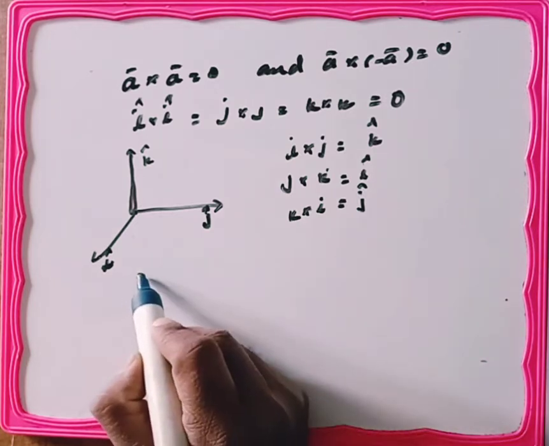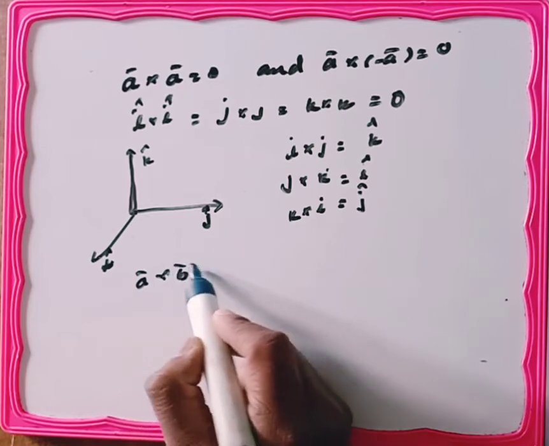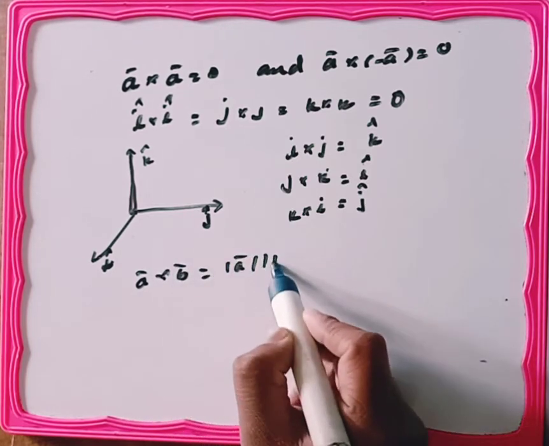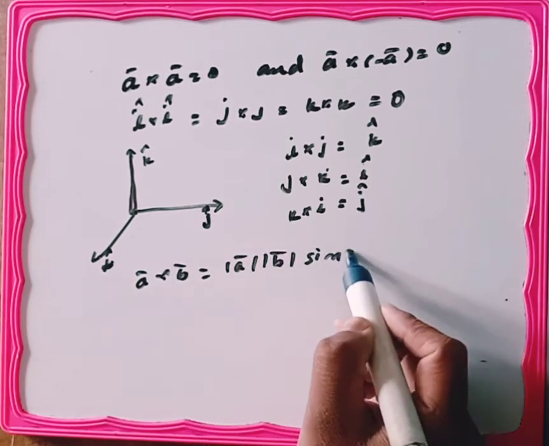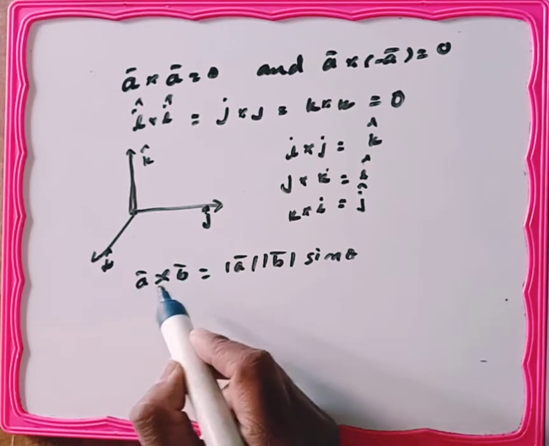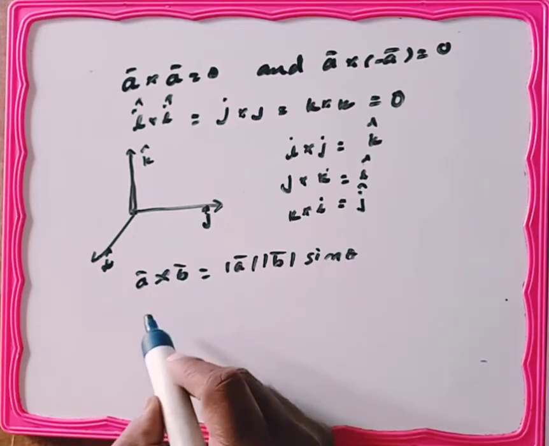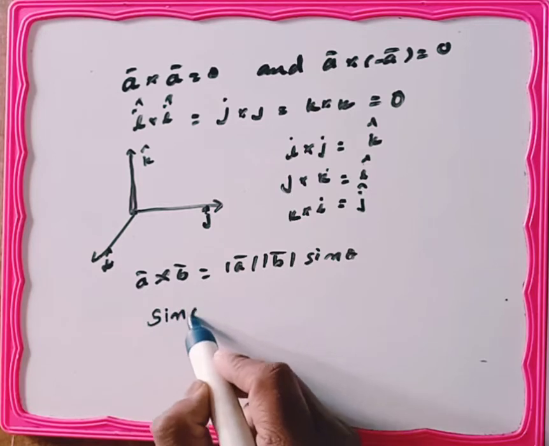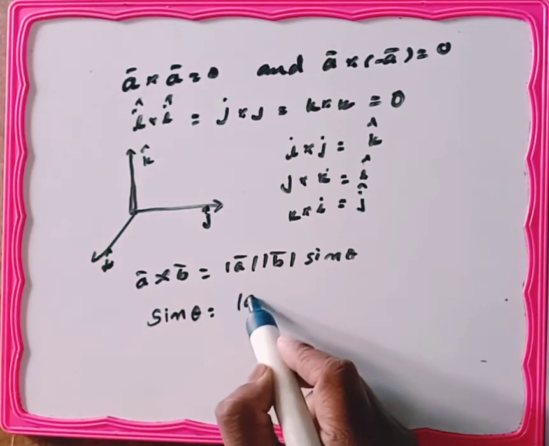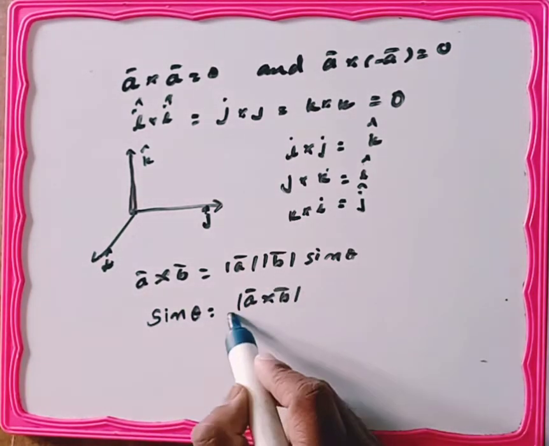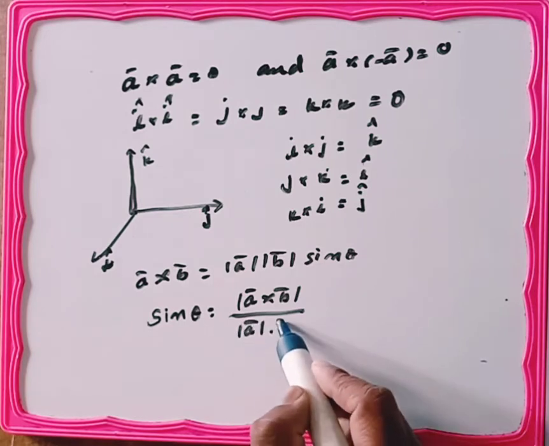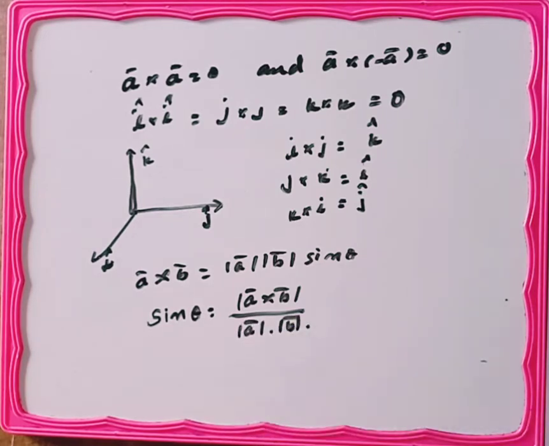Now we have also studied that a bar cross b bar equals magnitude of a bar times magnitude of b bar times sin theta. So if we want to calculate the angle between two vectors a bar and b bar using the cross product, then we have to calculate sin theta equals magnitude of a bar cross b bar upon magnitude of a bar into magnitude of b bar.